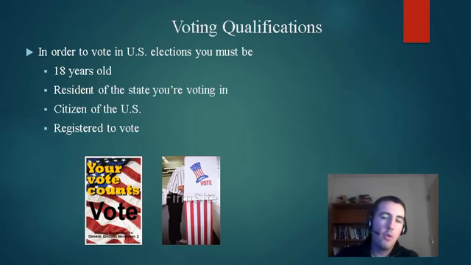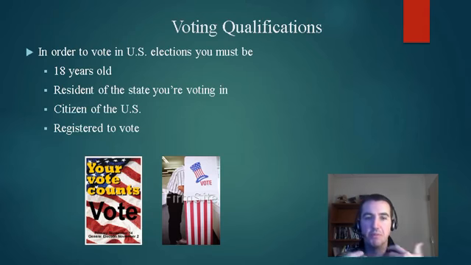To register to vote, you just have to fill out a form, and we're going to show that to you guys in one of the assignments. But the rest pretty much just happens naturally. You become 18 one day, the state that you live in is where you vote, and if you were born here or you became an American citizen, you can vote as well. So those are the qualifications, the things that you need to be able to vote. Actually pretty simple.